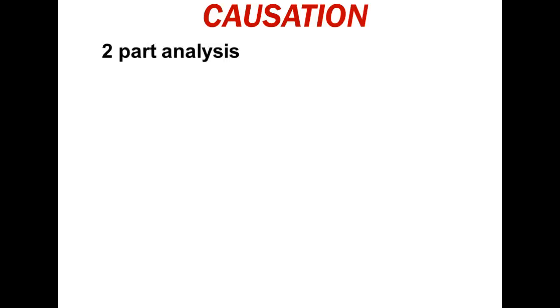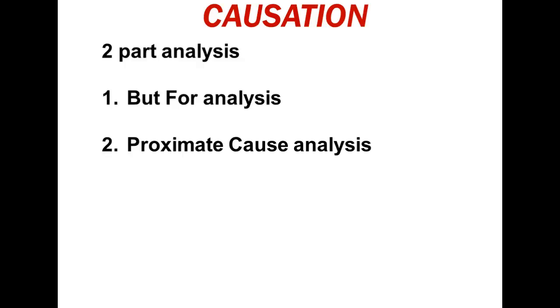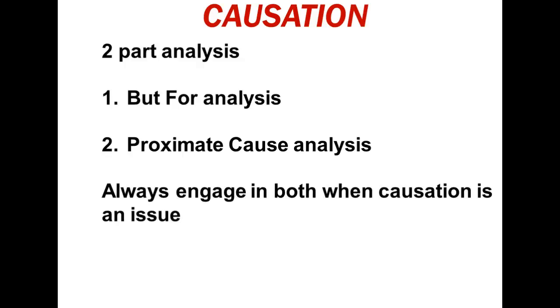So causation, you will learn, always involves a two-part analysis. The first part is the but-for analysis, which we'll talk about in a minute, and the second part is the proximate cause analysis, which we will discuss after the but-for analysis. But both of these analyses have to occur. That is, you must first resolve the but-for analysis, and then you must resolve the proximate cause analysis.